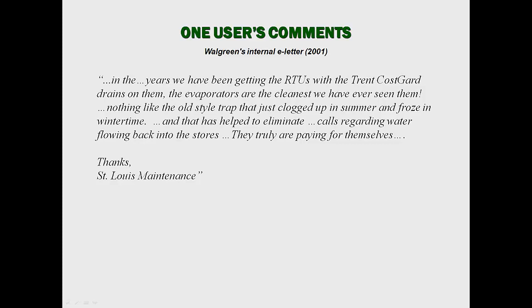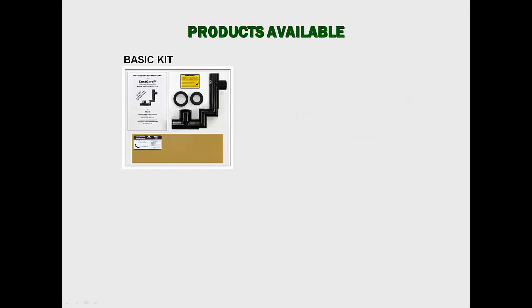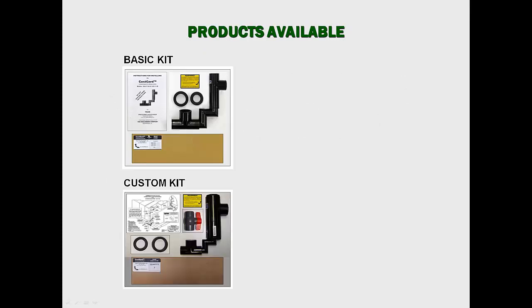Nothing like the old-style trap that just clogged up in summer and froze in wintertime, and that has helped to eliminate calls regarding water flowing back into the stores. They truly are paying for themselves." Walgreens now has more than 8,000 stores equipped with over 32,000 CostGard condensate drain systems, a significant step towards sustainable green buildings. CostGard condensate drain seals are available in 3 different kits: a basic kit, custom kit, and a system kit.